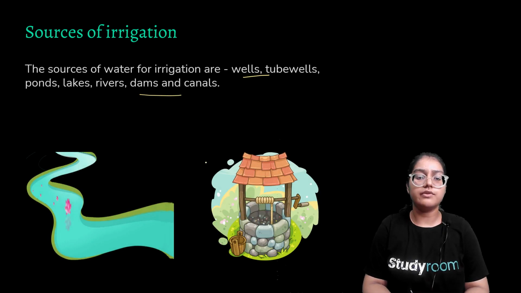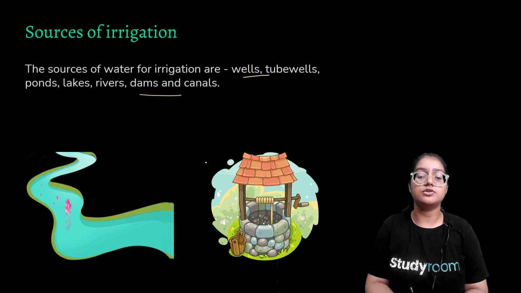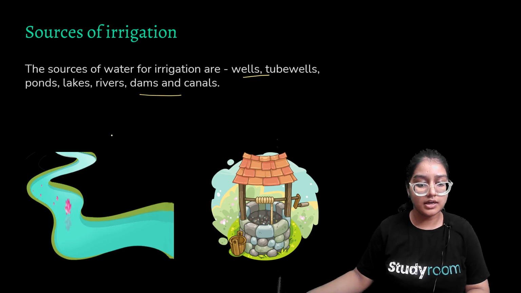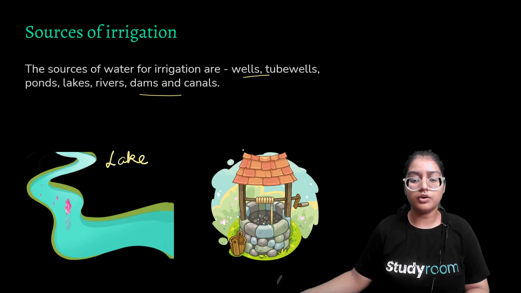Now the sources of irrigation: where do we pick the water from? So water can be derived from wells, tube wells, ponds, lakes, rivers, dams and canals. So the first picture here, it is a lake, or you can say it's a pond, or this is a tube well, or kuwa. In Hindi we call a tube well a kuwa.